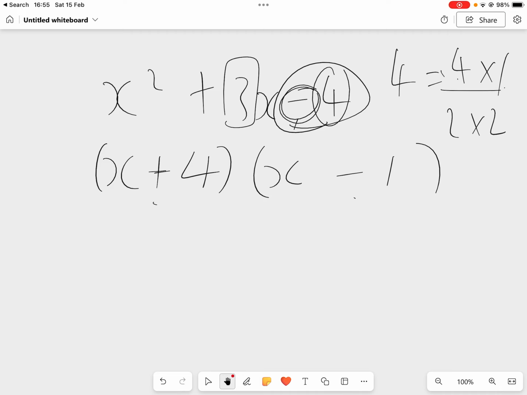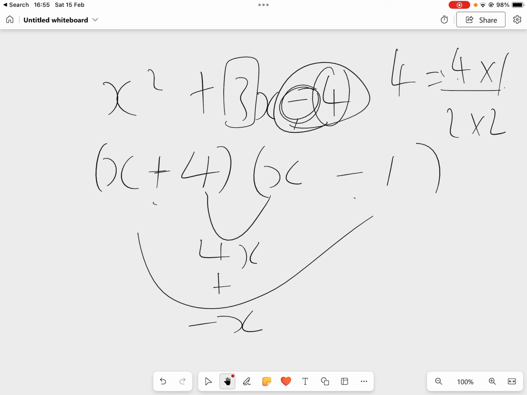To check if you factorized correctly, you say 4 times x is 4x, and x times negative 1 is negative x. Then you add these two, 4x plus negative x, which gives you 3x, and you've factorized properly. And thank you for watching this video, guys. That is how you factorize trinomials for grade 8.